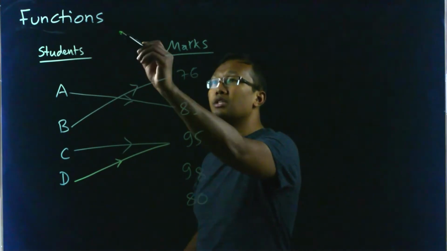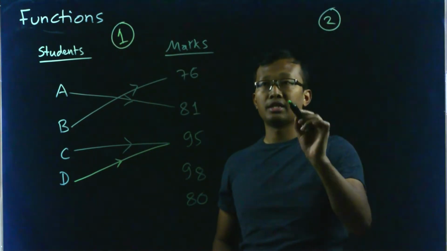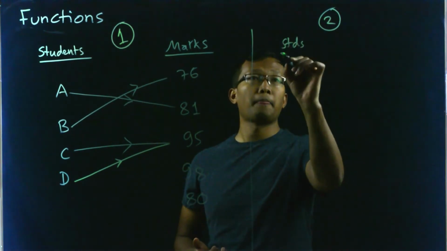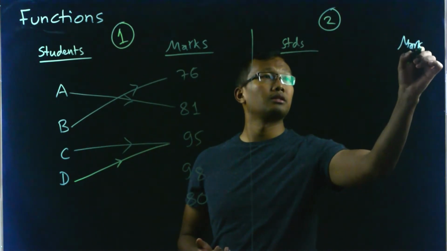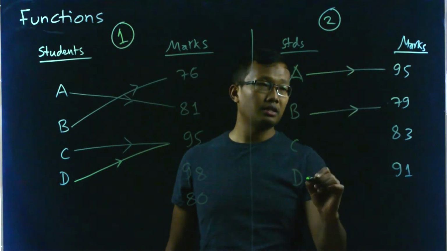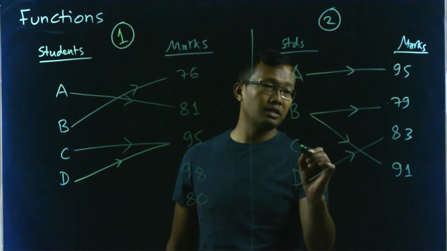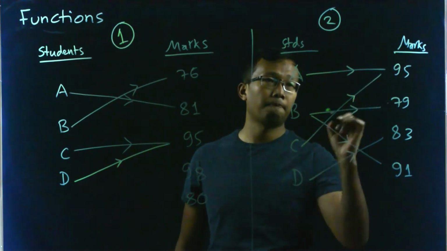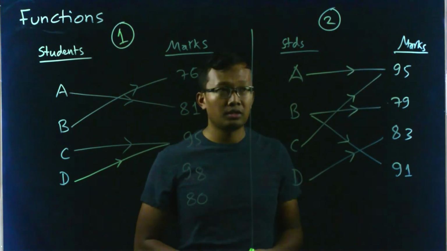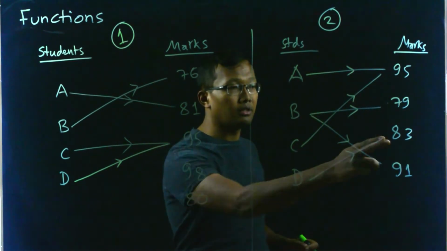Now let's suppose this is example number 1, and let's take another example, which is example number 2, and the example is similar. Students, marks. Suppose A got 95, B got 79, D got 83, and B got 91, and C got 95. A got 95. Well, a student can get 95. That's possible. C got 95. That's also possible. Two students can get the same marks. D got 83. That's possible.